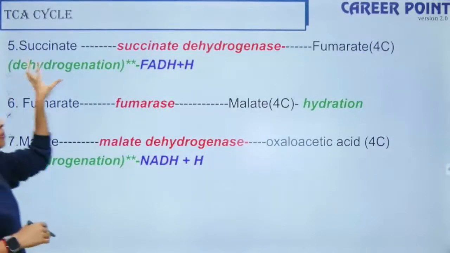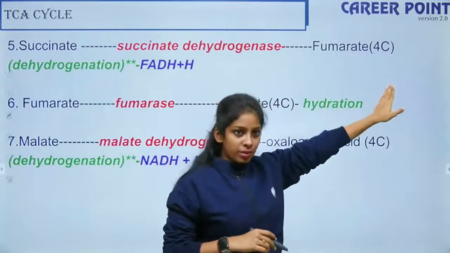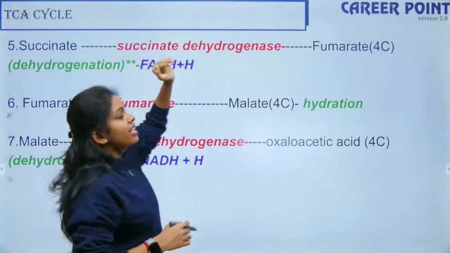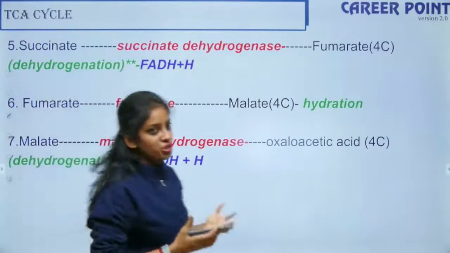So succinate becomes fumarate in the next step. Fumarate is again 4-carbon. This is in the presence of succinate dehydrogenase. So this is a type of dehydrogenation reaction.